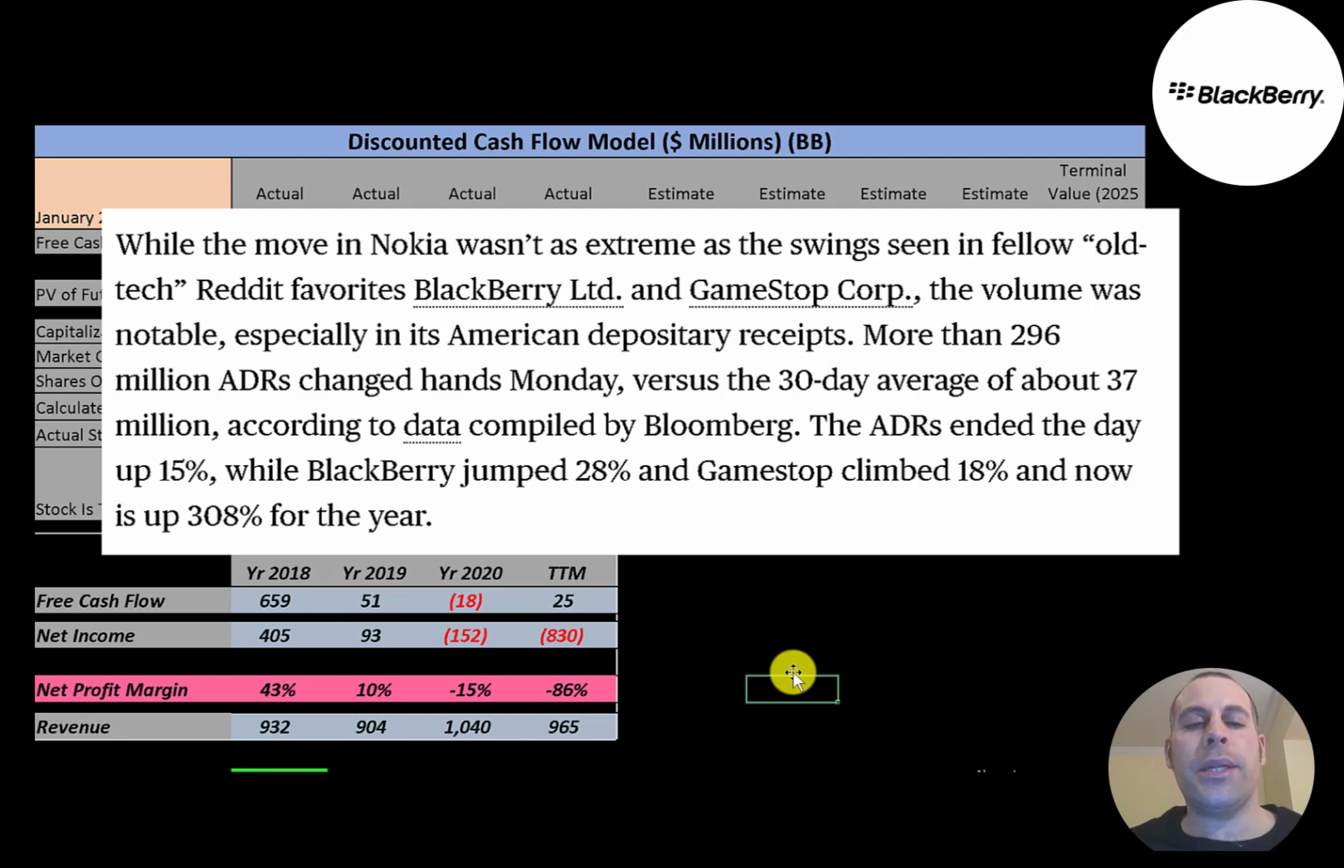Almost 300 million shares were traded on Monday. The 30-day average is only 37 million shares. That's a 900% increase in volume.